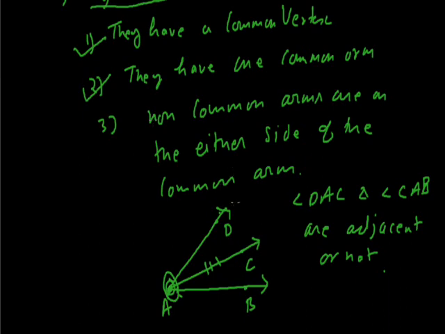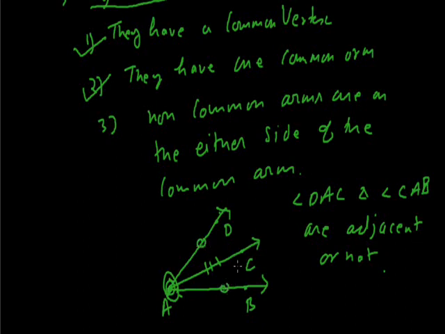Now the last condition, that is the non-common arms are on either side of the common arm. In angle DAC and angle CAB, AC is the common arm and the non-common arms are AD and BA.